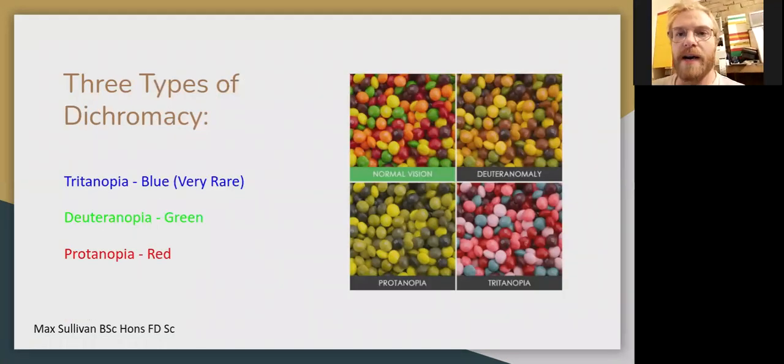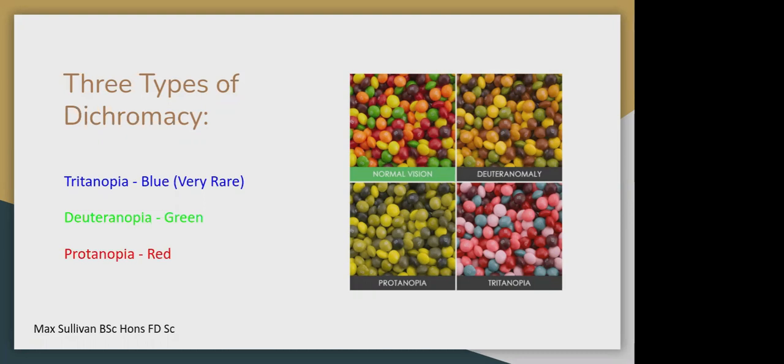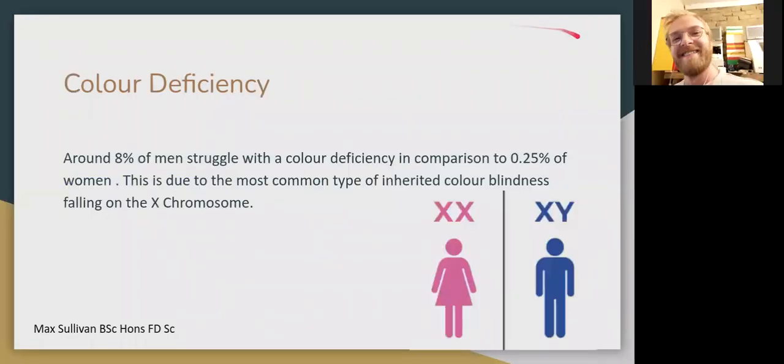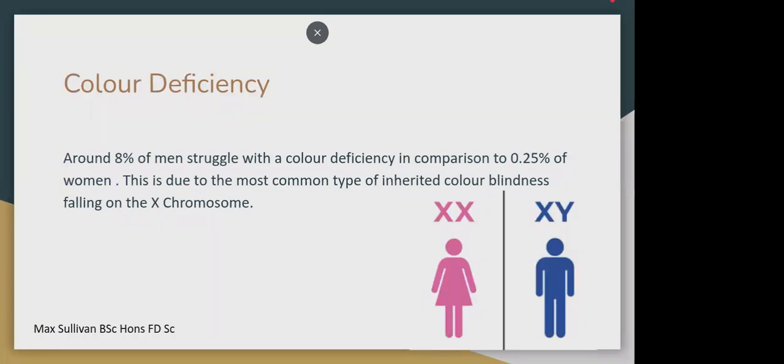In terms of very rare, I'm guessing, you know, like especially rare in what is it? Like one gender is more prone to color blindness than the other, isn't it? Exactly right, and I'm really pleased you mentioned that, because that was the next slide we've got here. So roughly around, again, this is rough numbers, roughly around 8% of men will struggle with color deficiency in comparison to the small number of women, which is only 0.25%.